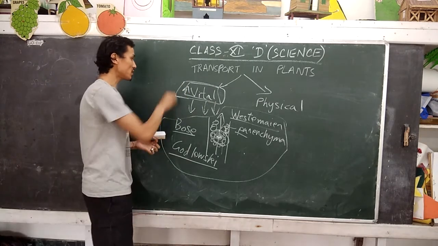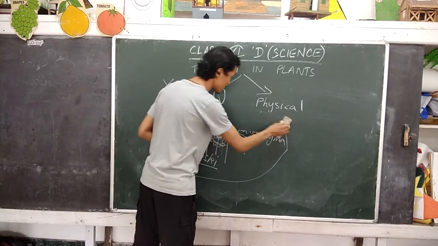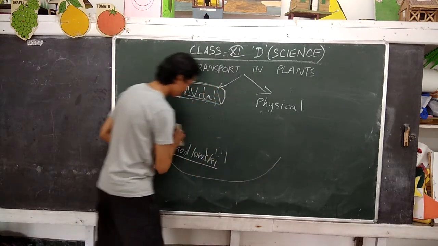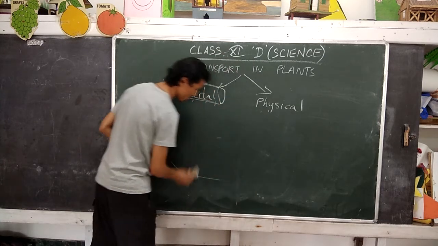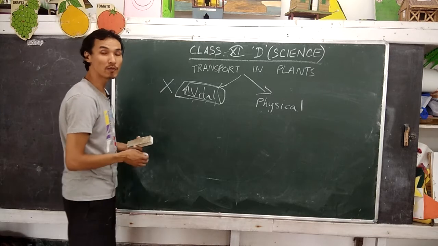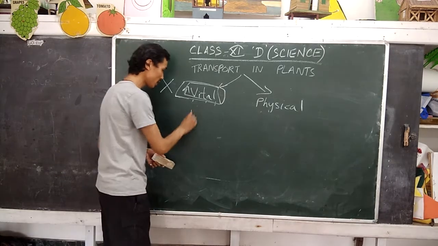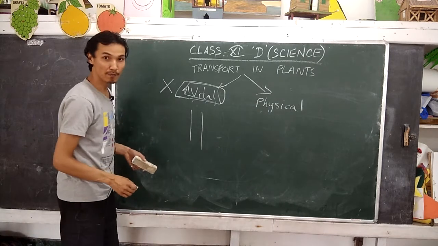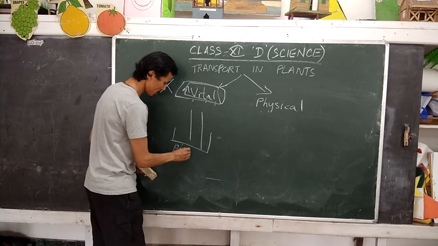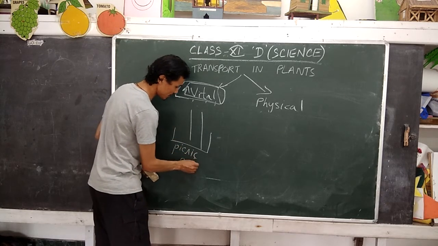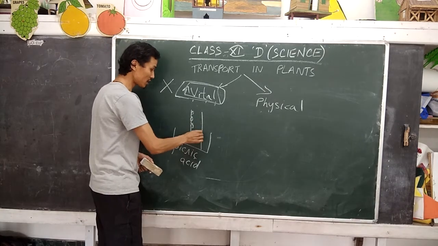But these theories are no longer applicable because of a simple experiment in which the living cells of the stem have been killed, and you can still observe the movement of water through the stem. In order to understand this experiment, you take a cut end of a stem and place it in a petri dish containing picric acid. Picric acid kills the living cells of the stem.